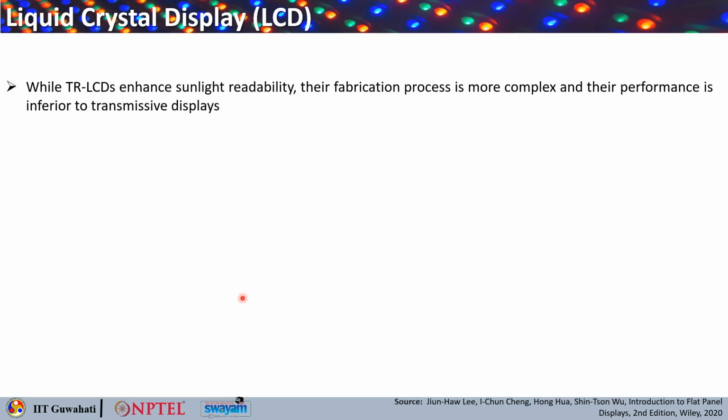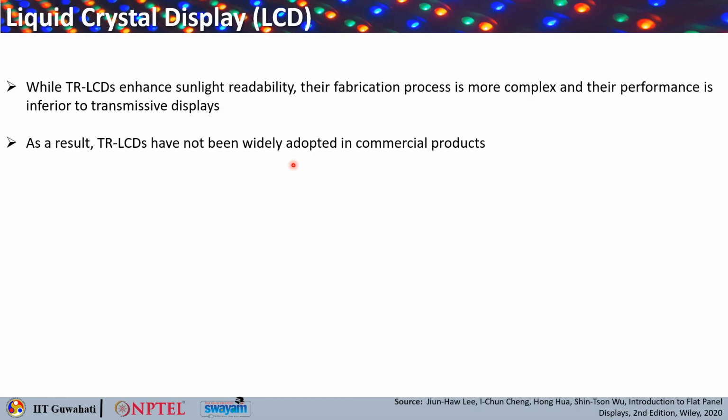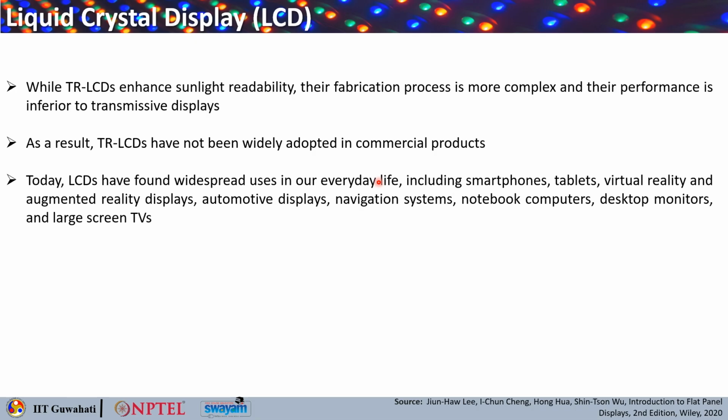While trans-reflective LCDs enhance sunlight readability, their fabrication process is much more complex, and their performance is somewhere in between the reflective and the transmissive LCDs. So, obviously, their performance is inferior to regular transmissive displays. That is why the TR LCDs have not been widely adopted in commercial products, because when you use televisions, typically those are for indoor conditions, and we know the lighting modes, and we decide which type of LCD we will be using.